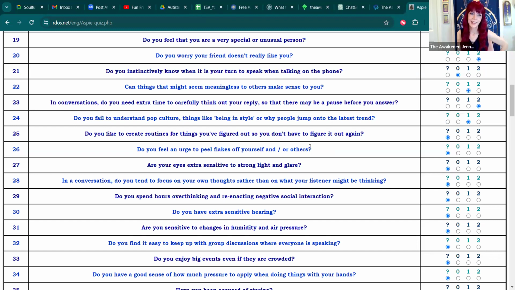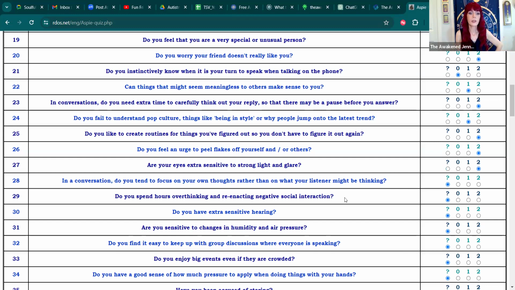Do you like to create routines for things you figured out so you don't have to think about them again? Absolutely. Why would I do it all again? Do you feel an urge to peel flakes off yourself and others? I have had dermatillomania. I have to control that. Yes. Are your eyes extra sensitive to strong light and glare? Yes.